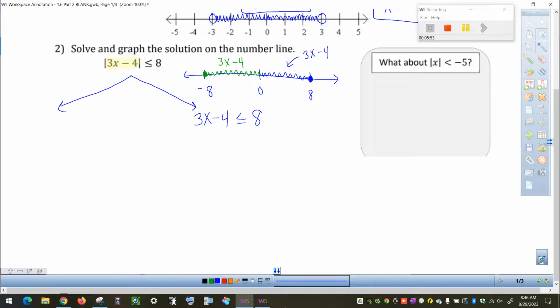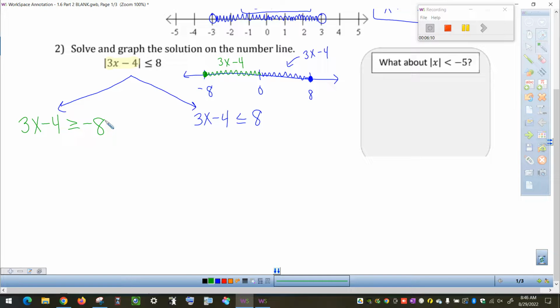So that matches this possibility. And then the one on the other side is matching here what we did in green, is that 3x minus 4 could be greater than or equal to negative 8. The greater than gets it to the right, and if it's to the right of negative 8, it's still within 8 spaces away from 0.